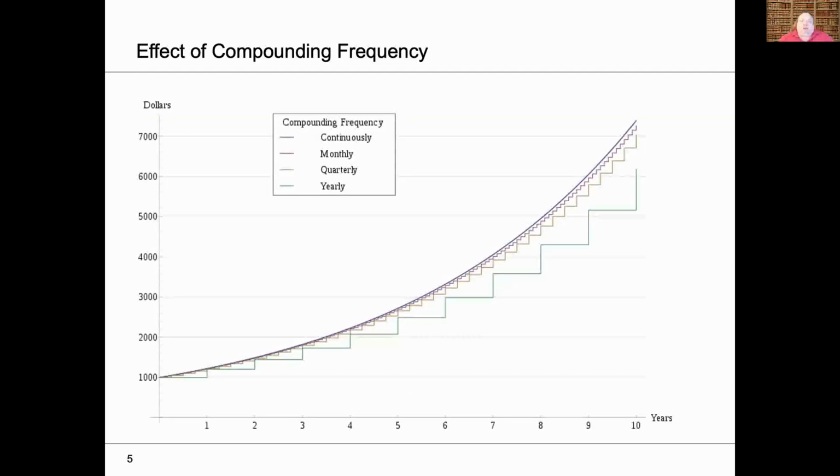What's the effect of compounding and how often you compound? Well, again, the more frequently you compound, the faster your investment will appreciate in value because you'll be earning interest on interest over a faster period of time. You'll be earning interest on interest sooner. And so you can see in this chart that compounding annually over time means that you'll make less money than if your investment compounded quarterly, monthly, or continuously.